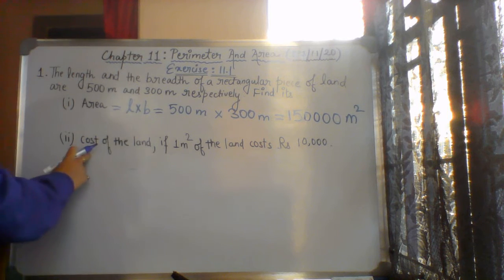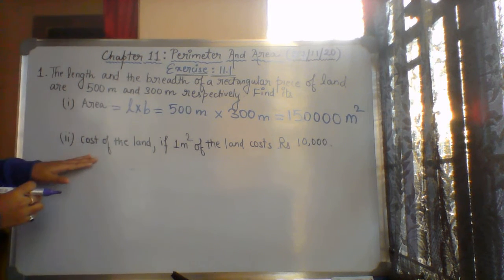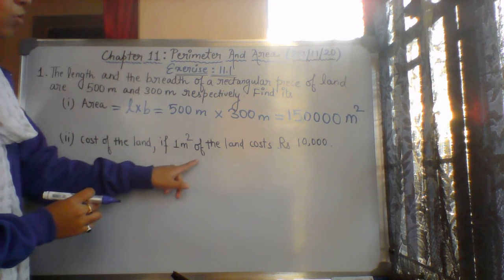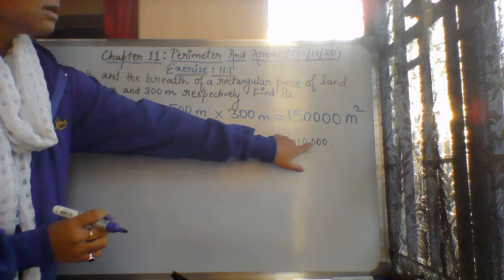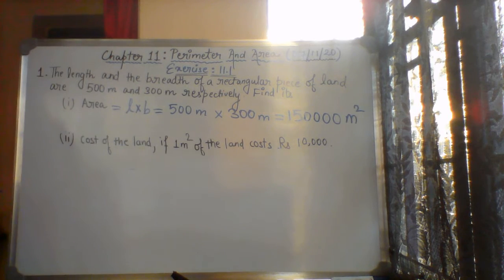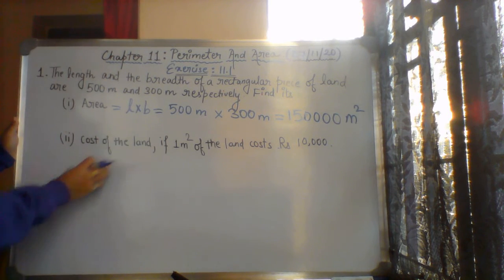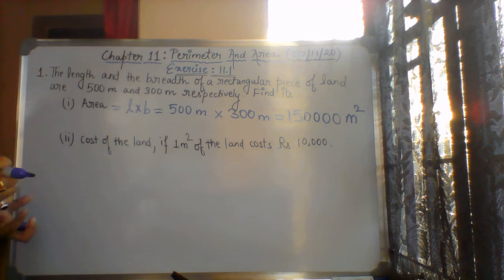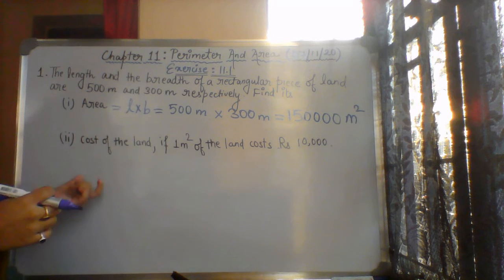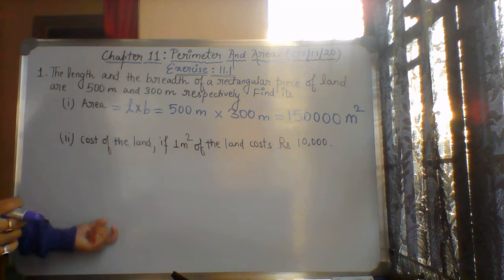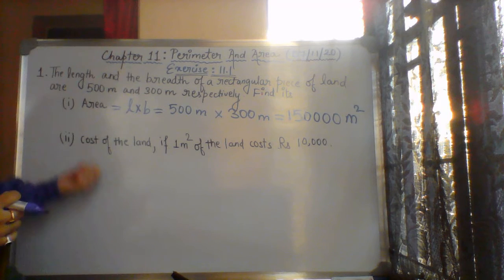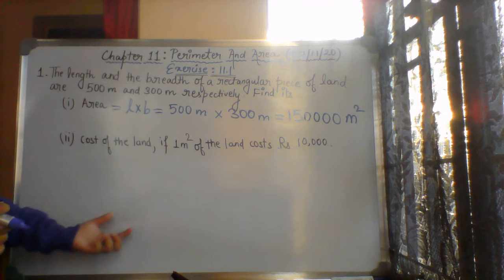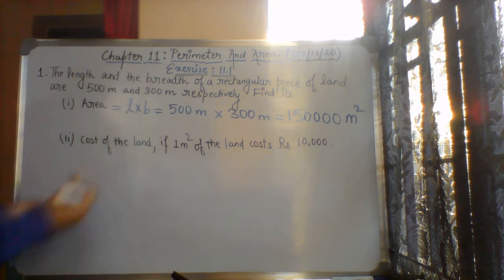Okay, so cost of the land, second part. Cost of the land, if 1 meter square of the land costs rupees 10,000. Whatever is given, I am writing that first. It is a unitary method, a very easy question. What you have done till now is the unitary method. Cost of 500 pens is this, therefore the cost of 1 pen, you have done. Even you have done cost of 1 flower vase is this, find the cost of 100 flower vases. Same type of question here.